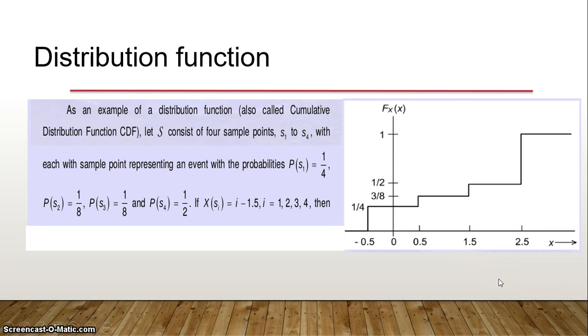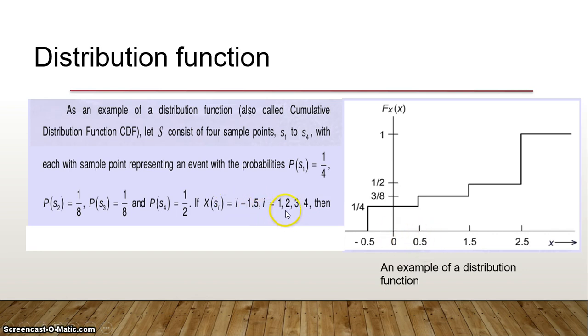And coming to the probabilities, P of S1 is equal to 1 by 4. It means that it is less than or equal to S1. So less than or equal to S1 is nothing but 1 minus 1.5, which is minus 0.5. So at minus 0.5 I have a value of 1 by 4. Similarly I can take any other value. When do we get 0.5? If I substitute 2, it is 2 minus 1.5, which is 0.5.